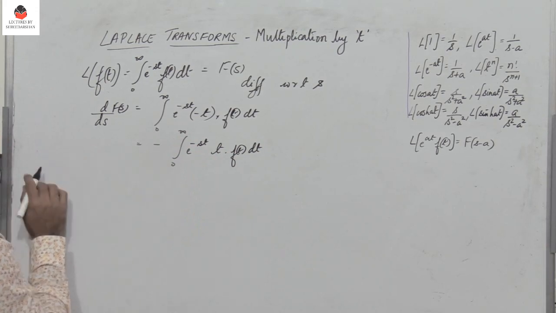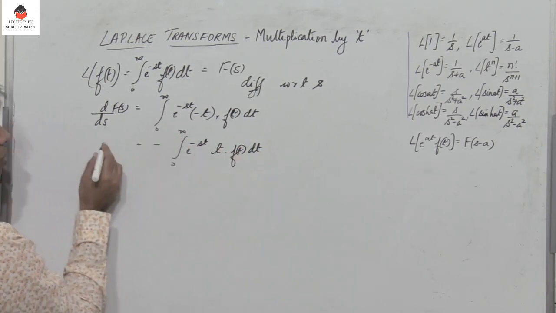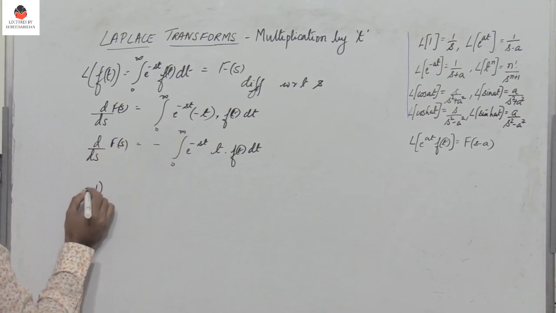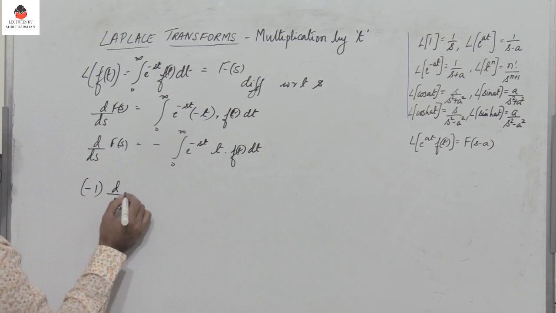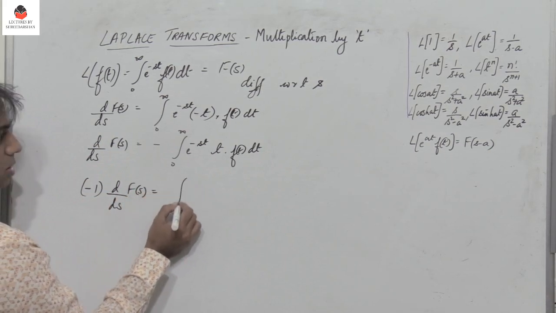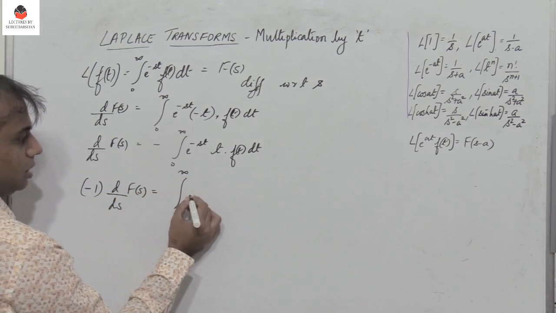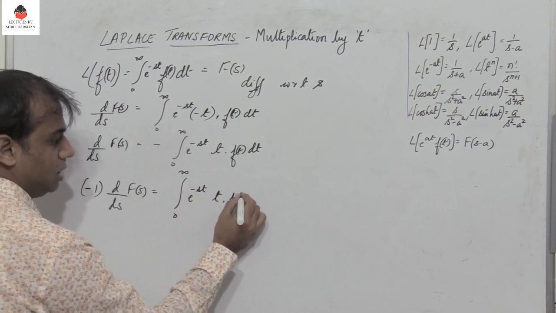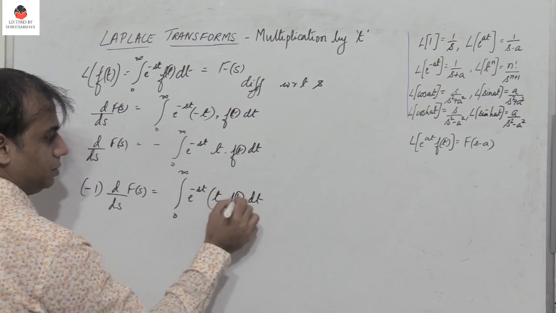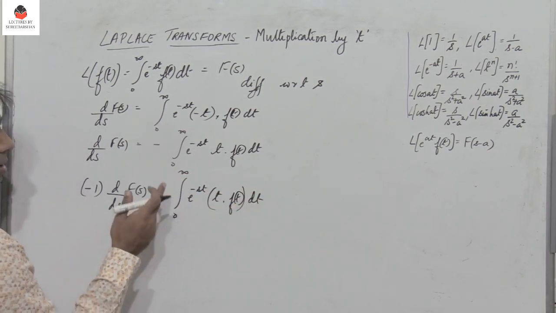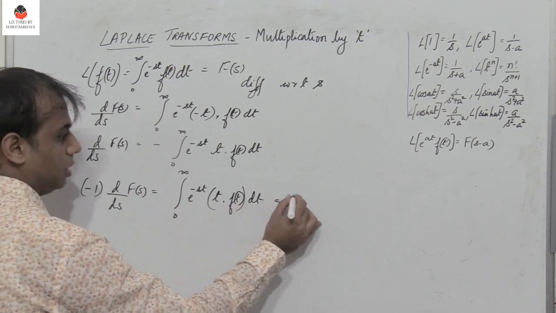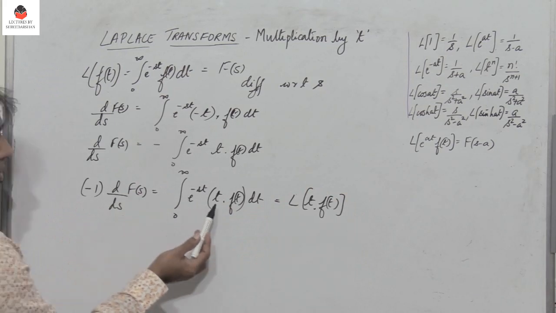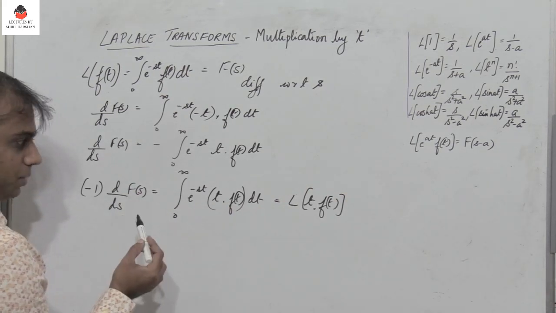So I take minus sign to the other side, or I multiply the whole equation with minus sign. So we get minus 1 into d by ds of f of s equals 0 to infinity e power minus st t f of t dt. Right? So this is nothing but the Laplace transform of t f of t. So here we are multiplying f of t with t once.